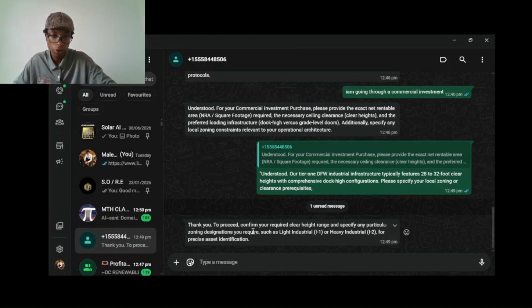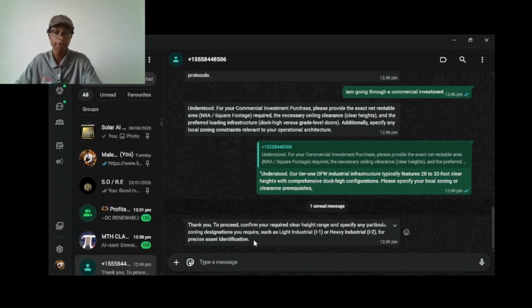"Thank you. To proceed, confirm your required clear height range and specify any particular zoning designation required, such as light industrial L-1 or heavy L-2, for precise asset identification." You're looking at it right away. So right now, what I'm going to do is try to specify it. You're looking at this agent.